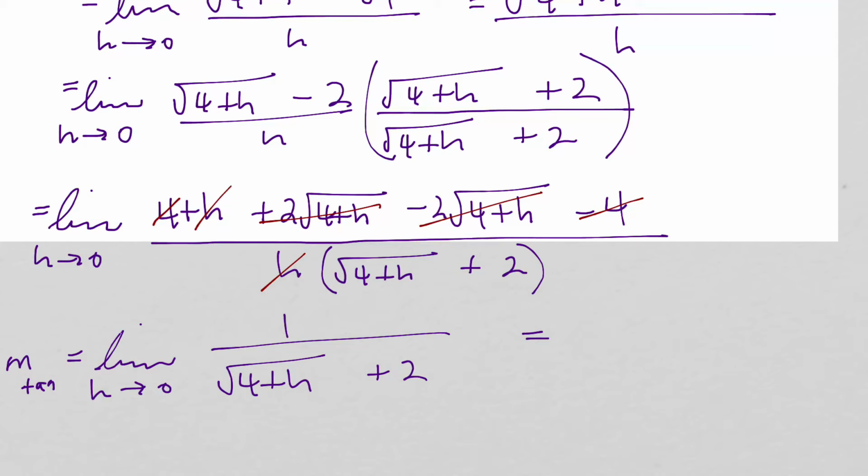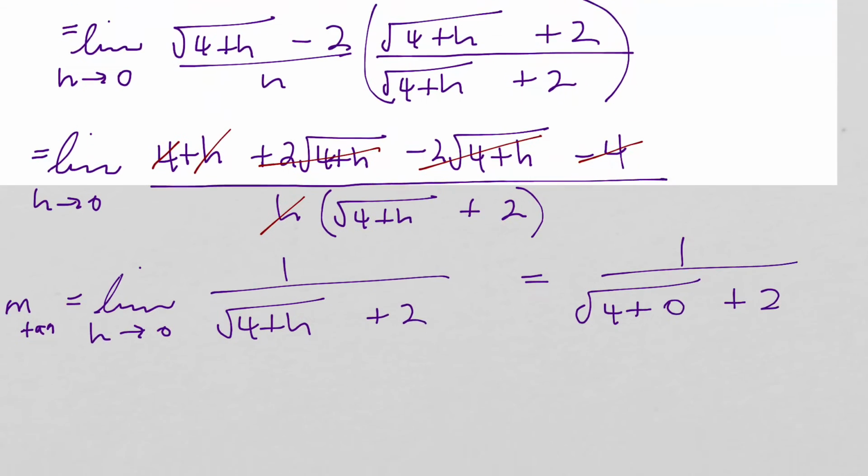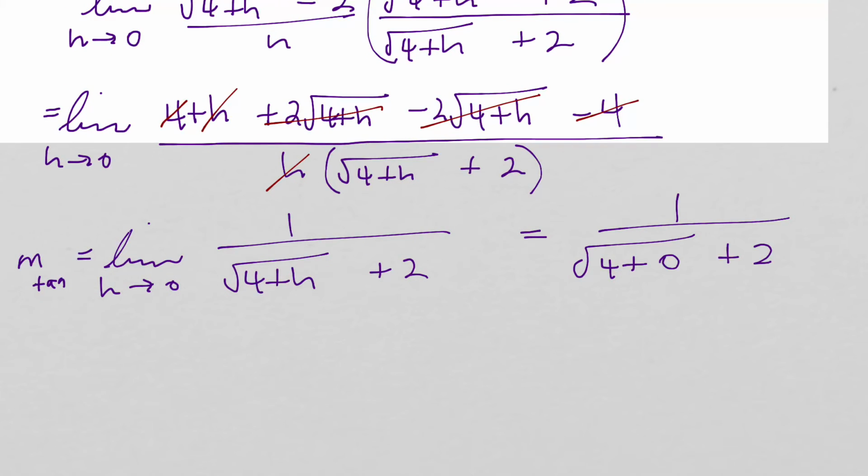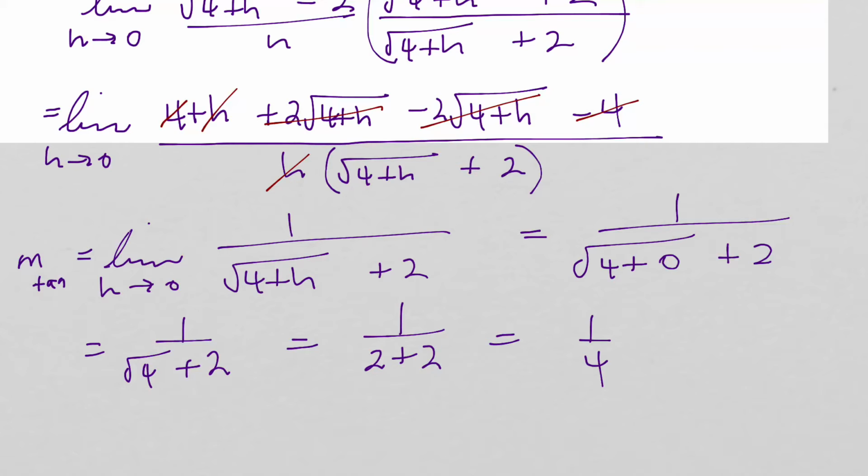All right, so that's 1 over the square root of 4 plus 0 plus 2, which is equal to 1 over the square root of 4 plus 2, which is equal to 1 over 2 plus 2, which is equal to 1 over 4. Okay, so I was able to evaluate that limit and find an exact number for the slope of the tangent line at x is equal to 4.